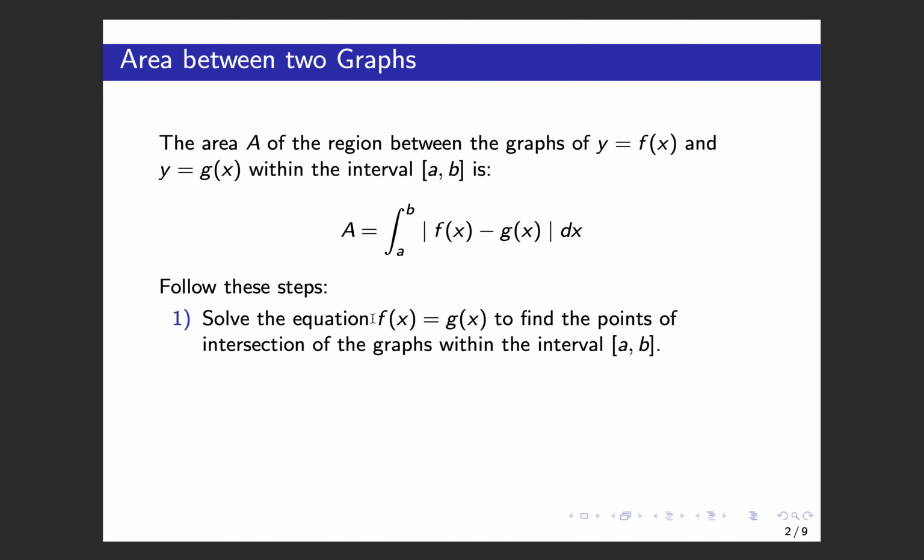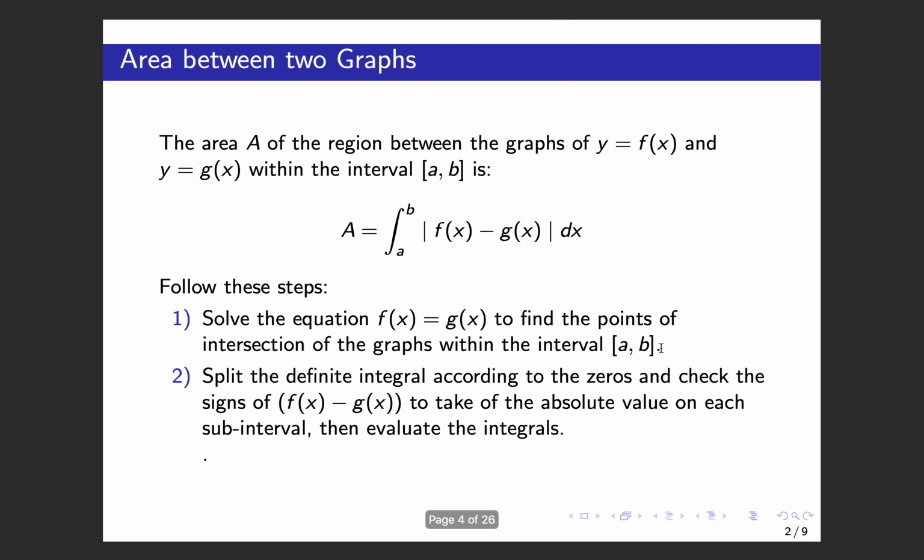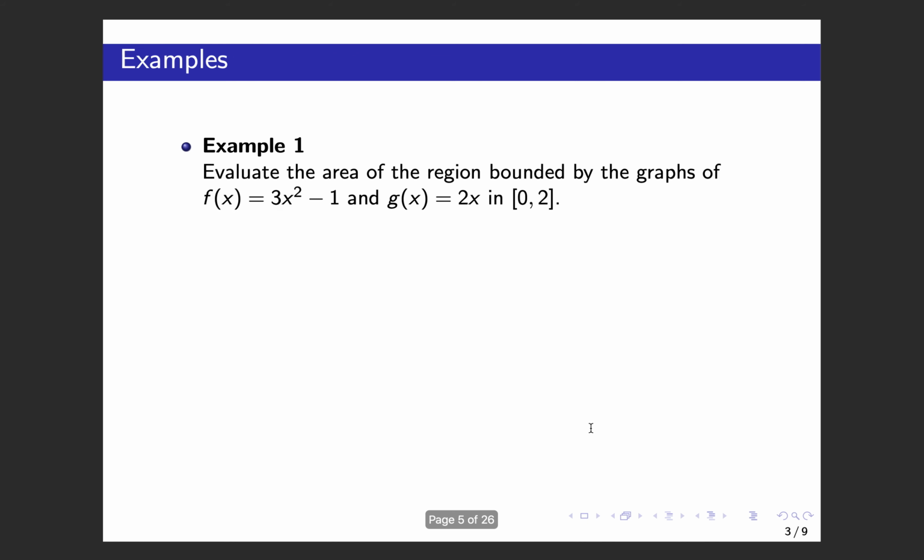The first step is to solve the equation f of x equals g of x to find the points of intersection of the graphs within the interval [a, b]. And the next step, you have to split the definite integral according to the zeros, and then you check the signs of f of x minus g of x to take off the absolute value on each subinterval, and then you evaluate the integrals.